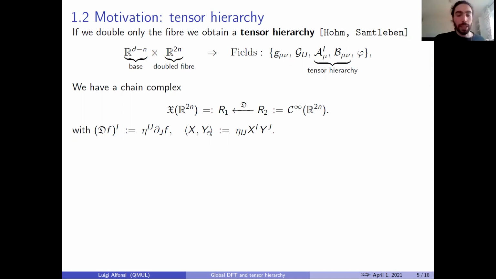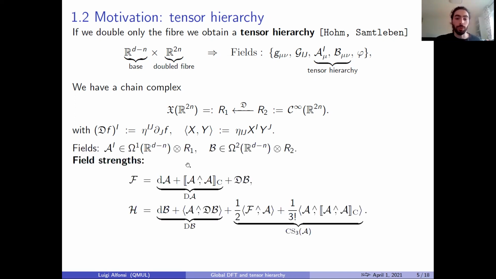And okay, so we have this differential here and this product here, and they are used to define the actual gauge structure of this tensor hierarchy. So these fields are a one form on the base manifold, which is valued in the vectors on the fiber. And then we have a B field that is a two form on the base manifold and is valued in the scalars on the fiber.